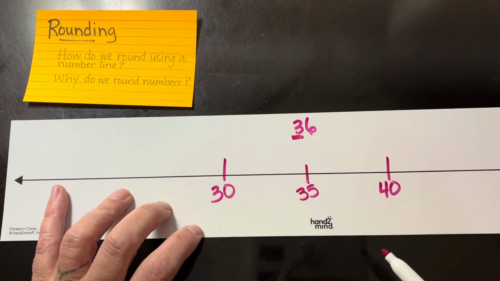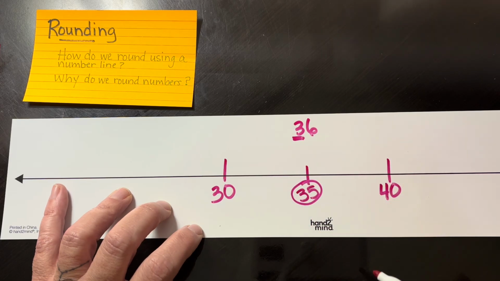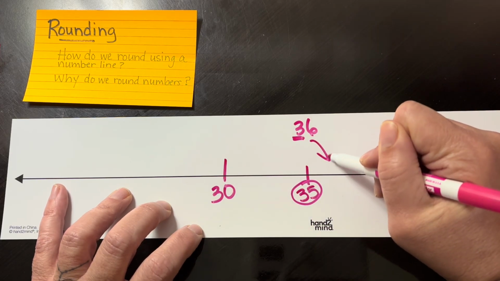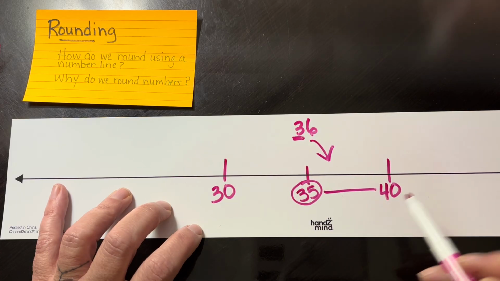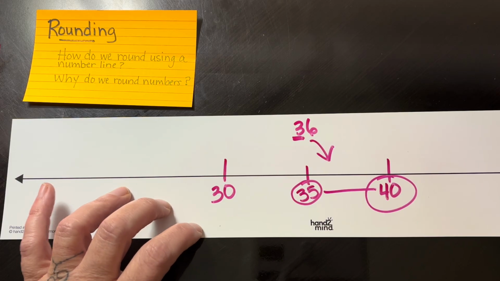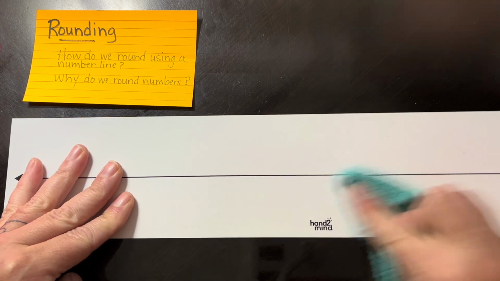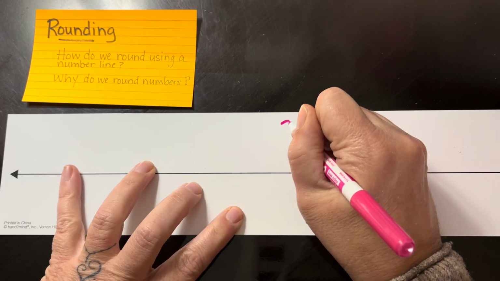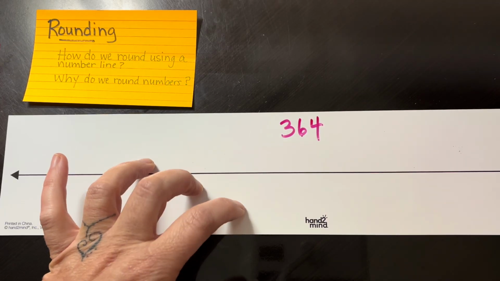Now, is 36 greater than our benchmark number of 35 or less than? We recognize that 36 is greater than 35, which makes it closer to 40, which means if we were to round 36 to the nearest 10, we would round to 40. Easy enough, right? All right, let's increase this. Instead of 36, let's make it 364. How about that?